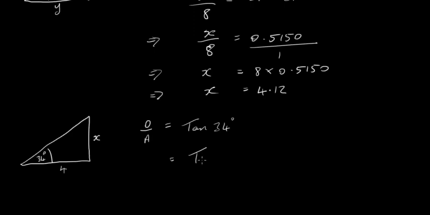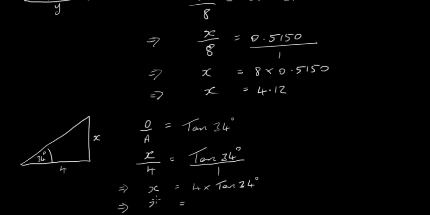We have tan 34 degrees is equal to our opposite, x, we don't know what that is, and our adjacent is 4. So we have two of the three things, so we can work out the unknown. Let's put that over 1. Again, we have a fraction equal to a fraction, so we can just simply cross multiply. x times 1 is x. 4 multiplied by the tan of 34, which we can do easily enough on our calculators.